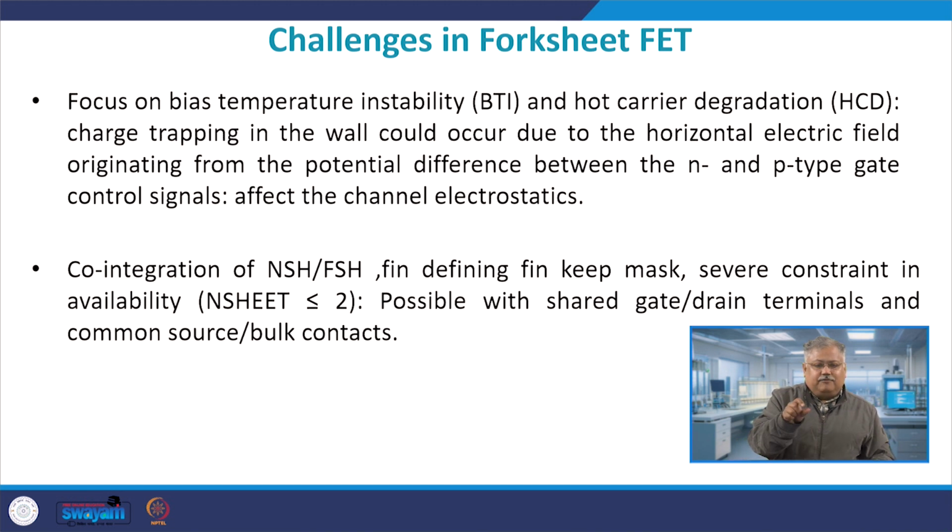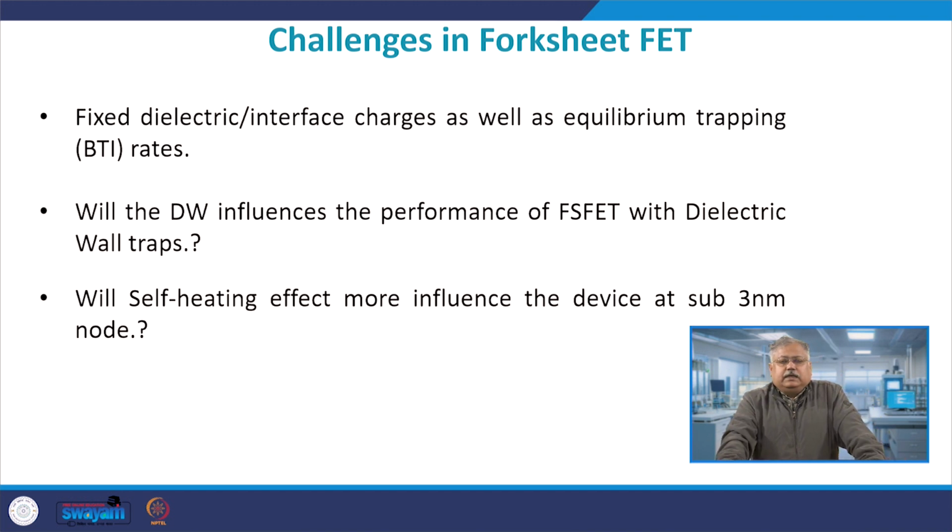With this, you can have both nanosheet and Forksheet in one. So the basic challenges of Forksheet FETs are hot carrier degradation, bias temperature instability, and another one is how to integrate nanosheets with Forksheets to get the best of the two devices in a sense. Since silicon dioxide is the primary dielectric wall available to us, there are a large number of interface trap charges, or interface traps, available there.